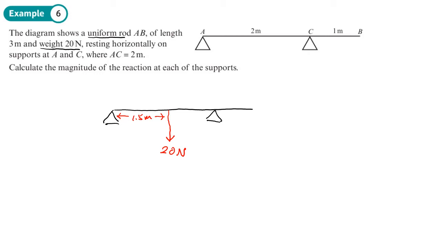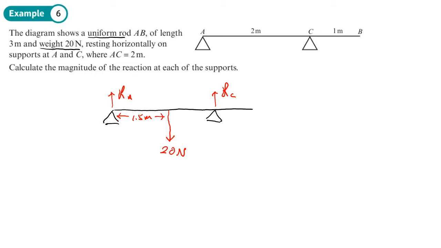We also need to put in the reactions. Now we don't know the reactions, and there's nothing to say that the reactions are the same. Do not assume they are the same unless the question says they're the same or one is twice the other. So we're going to call this reaction, well, it's point A, so we'll call this reaction RA, R for reaction, and this reaction RC because that's the point C. Okay, so we've got everything that we need on there.